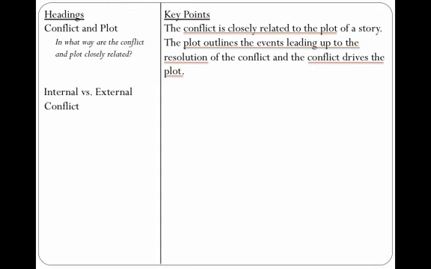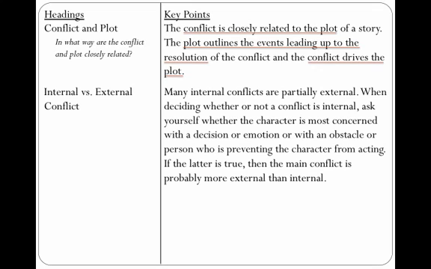Our final heading is internal versus external conflict. Many internal conflicts are partially external. When deciding whether or not a conflict is internal, ask yourself whether the character is most concerned with a decision or emotion, or with an obstacle or person who is preventing the character from acting. If the latter is true, then the main conflict is probably more external than internal. This can be confusing for students to understand. So make sure that you ask yourself the question indicated in the slide, and that will help you to decide whether or not a conflict is internal versus external.